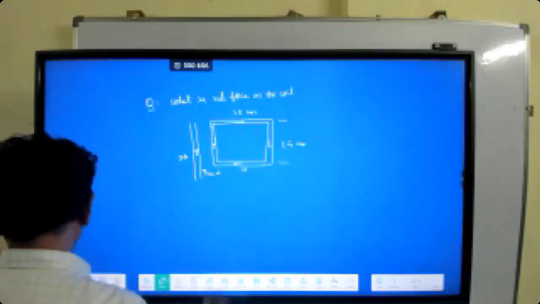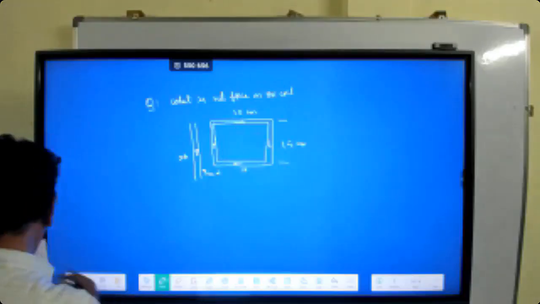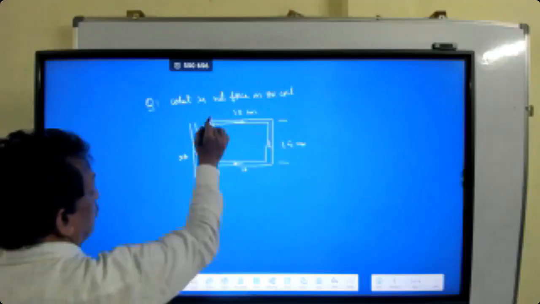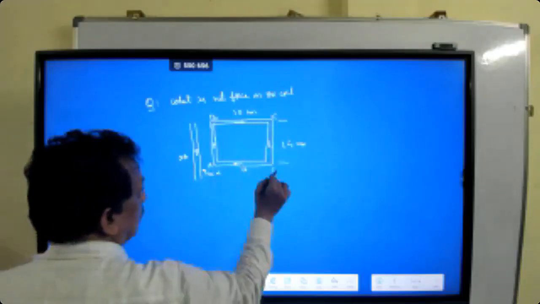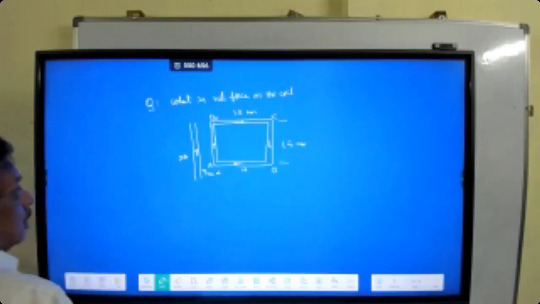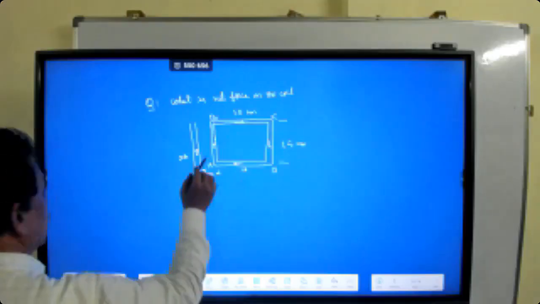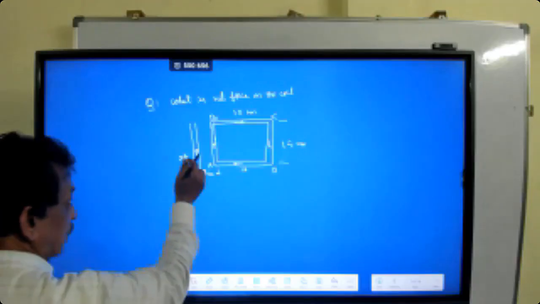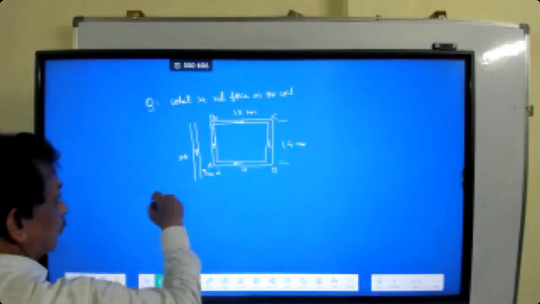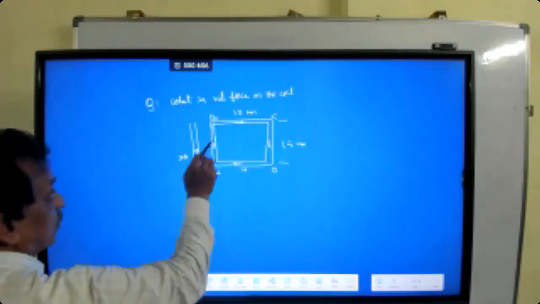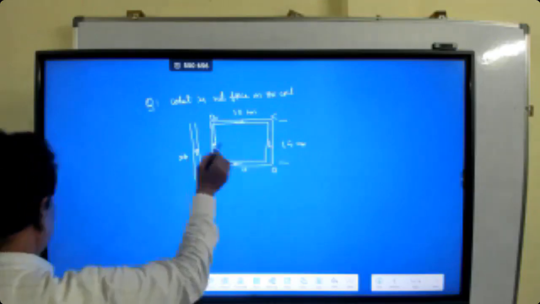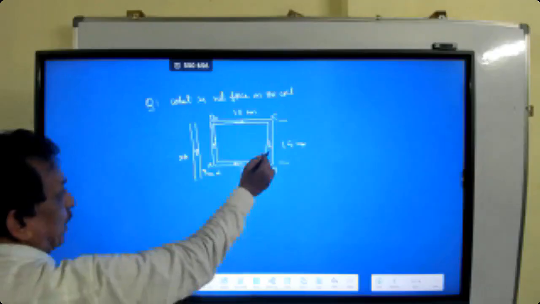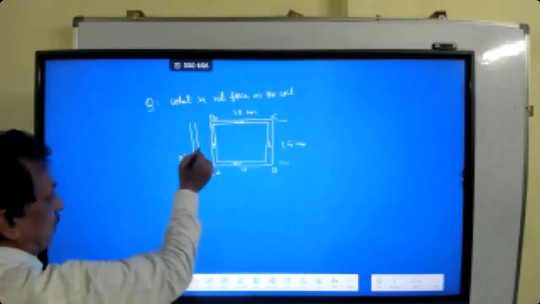Now they have put the names A, B, C, D. This is AB. The force between these conductors is attracting. Then FCD is the repulsive force. So if you take FCD, what is it?